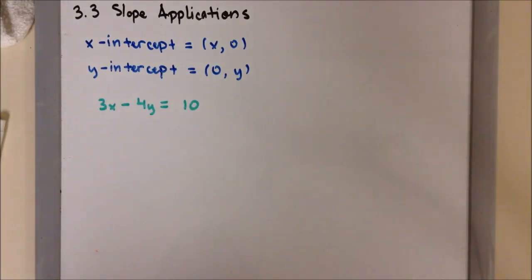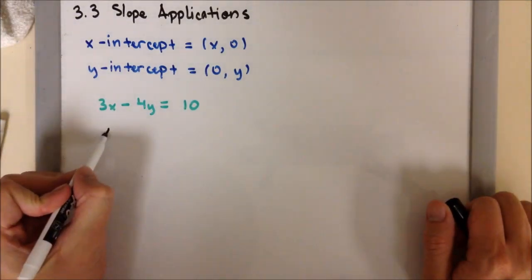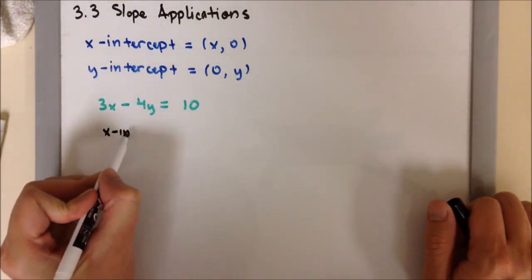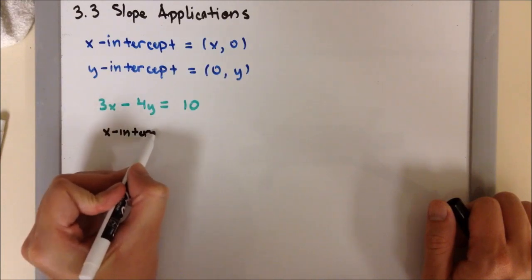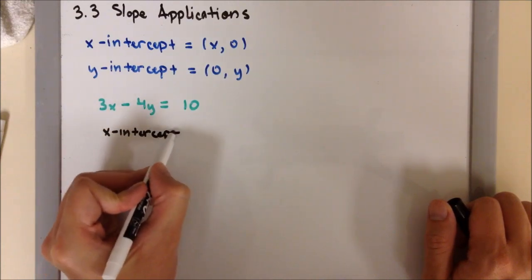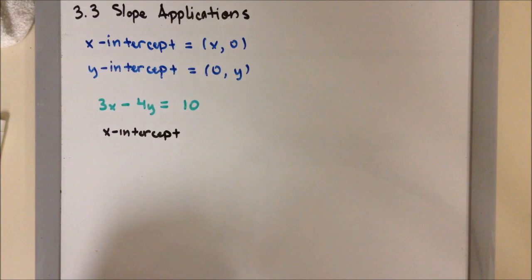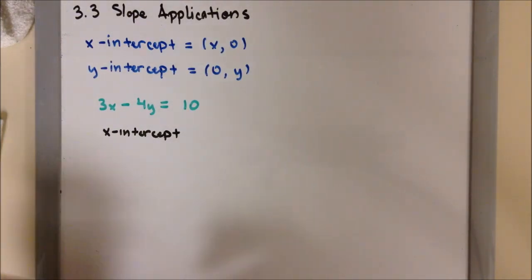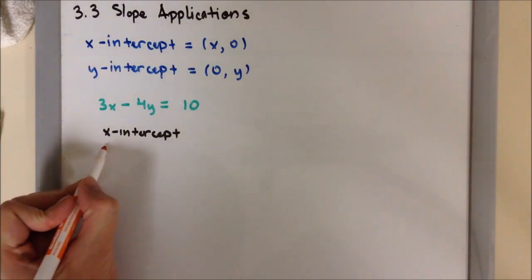In this example, we have the equation given in standard form. So we're going to do the same process. So first we're going to do the x-intercept. Now for the x-intercept, we know that the y value is 0. So I'm just going to plug in 0 for y. And I'm going to have something like this.